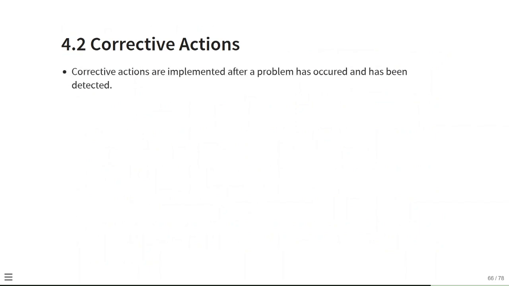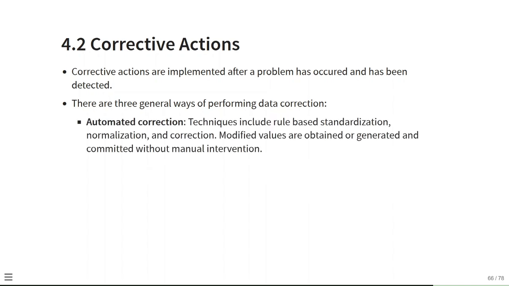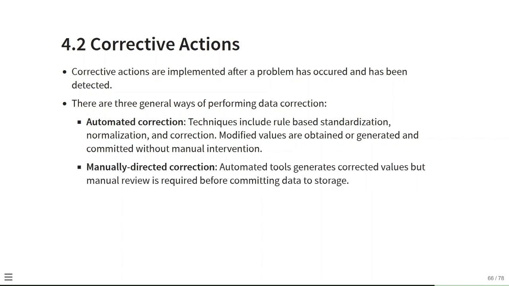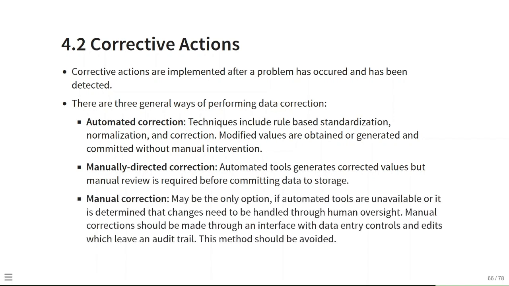Corrective actions. Corrective actions are implemented after a problem has occurred and has been detected. There are 3 general ways of performing data correction. Automated correction, where techniques include rule-based standardization, normalization, and correction. Modified values are obtained or generated and committed without manual intervention. Manually directed correction. Automated tools generate corrected values, but manual review is required before committing data to storage. And manual correction. It may be the only option if automated tools are unavailable or it is determined that changes need to be handled through human oversight. Manual corrections should be made through an interface with data entry controls and edits which leave an audit trail, and generally this method should be avoided.